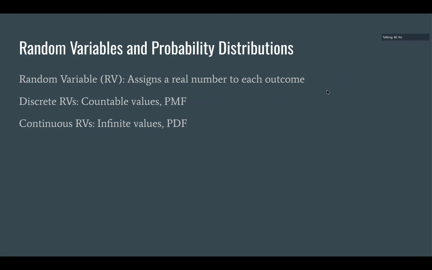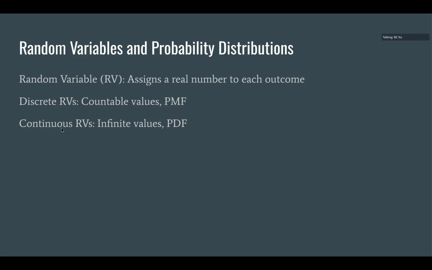Random variables and probability distribution. A random variable is a function that assigns a real number to each outcome in the sample space. There are two types of random variables, discrete and continuous. Discrete random variables take on a countable number of distinct values, and for these variables, we use the probability mass function to describe the probability of each value.